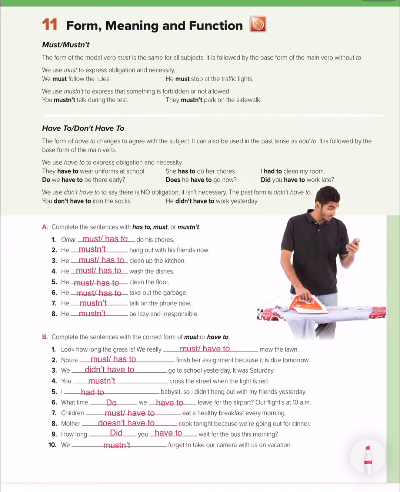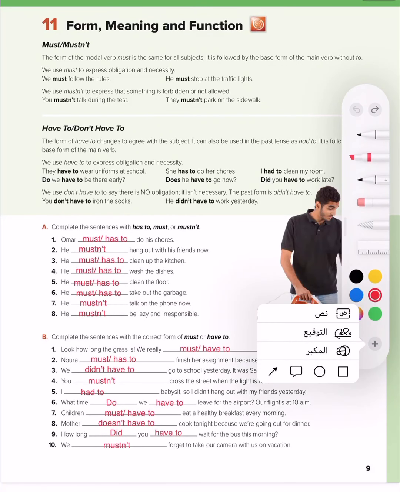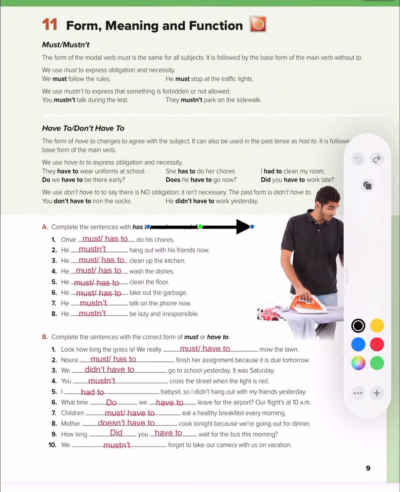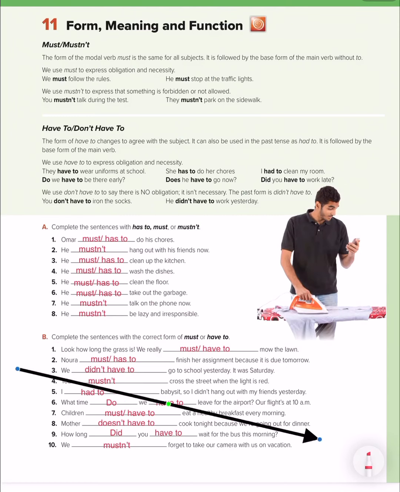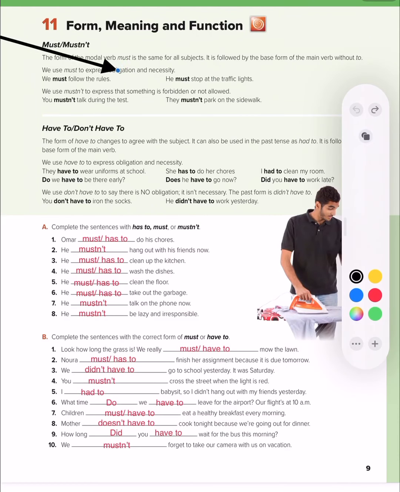Okay, then let's now move to the second page. Then after that, we will take form, meaning, and function, okay? On page 9. Look, what do we have here? We have here, as you can see, must and mustn't.